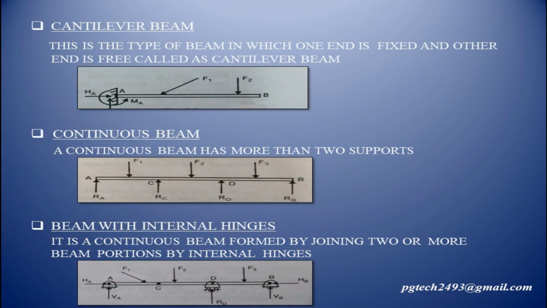Cantilever beam. A cantilever beam is supported on only one end and the other end of the beam is free. The supported end prevents linear or rotational movements. Continuous beam. A continuous beam has more than two supports. The extreme left and right supports are known as end supports of the beam. The supports between the end supports are known as intermediate supports. Beam with internal hinges. It is a continuous beam formed by joining two or more beam portions by internal hinges. The entire beam is externally supported by a combination of two or more supports of the kinds discussed earlier.